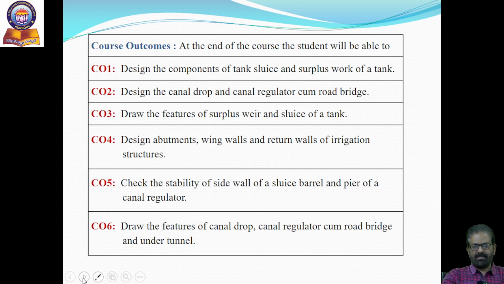The last one, course outcome number 6, is students will be able to draw the features of canal drop, canal regulator cum road bridge and under tunnel. So that means ultimately any student after the completion of this course will be able to design all 5 hydraulic structures as well as draw the important features of all these hydraulic structures.